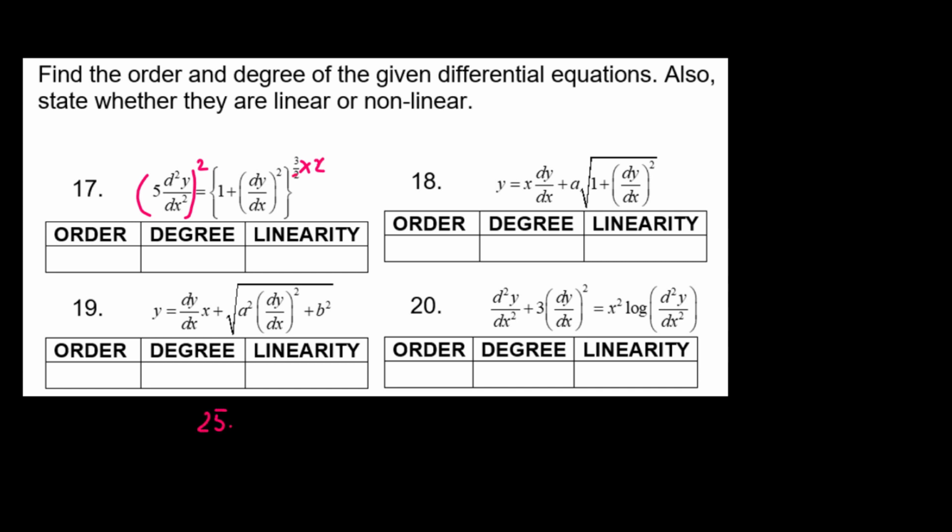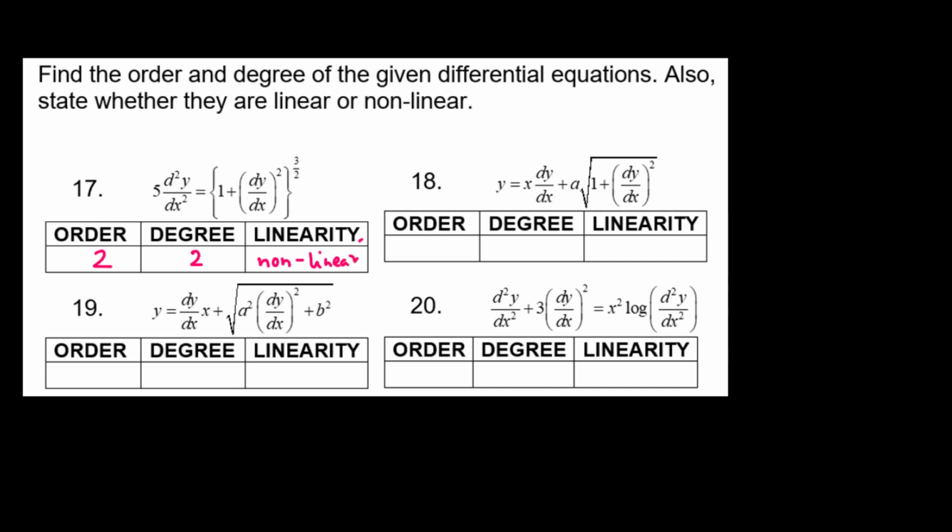25 times (d²y/dx²) squared equals (1 plus (dy/dx) squared) whole raised to the power of 3. Looking at the differential equation, we see that the highest order differential coefficient present is the second derivative of y with respect to x, so the order is equal to 2, and since its power is 2, the degree is equal to 2, and this is a non-linear differential equation.